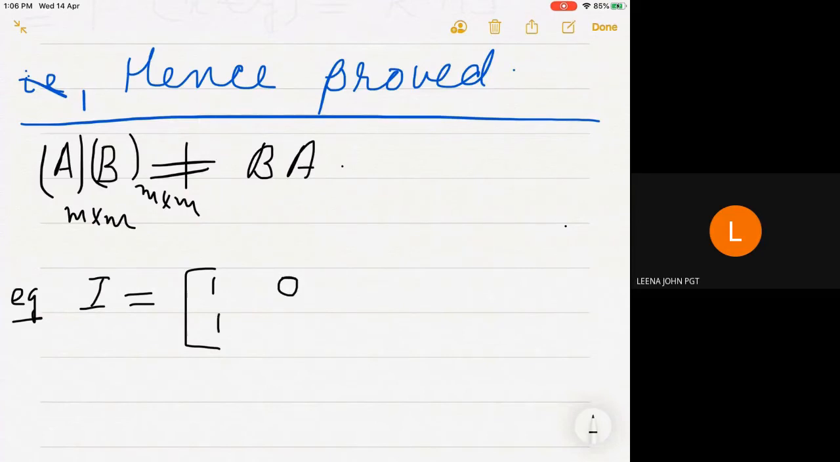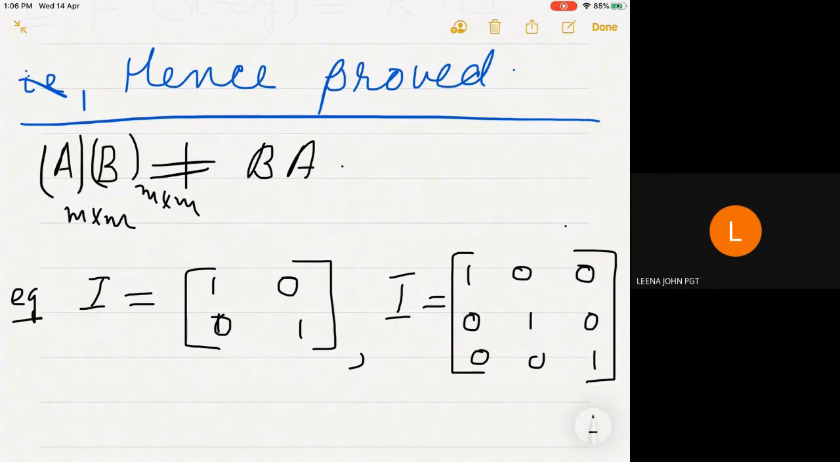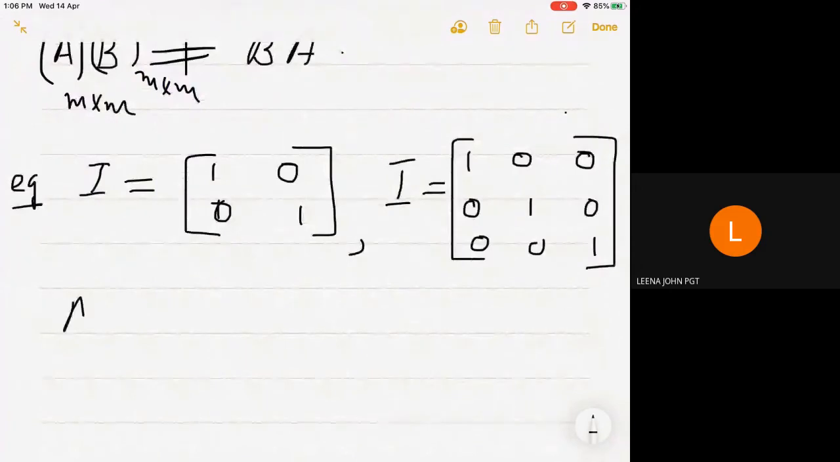It is the square matrix [1 0; 0 1], and I of the third order is the square matrix of order 3, [1 0 0; 0 1 0; 0 0 1]. Okay. Now if A is a square matrix, you can find A into A. And A into A, we write with another symbol also, A square.